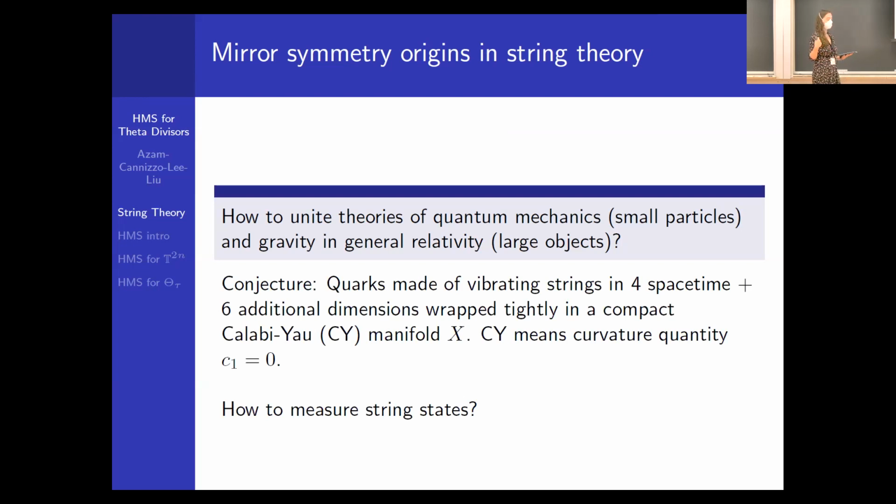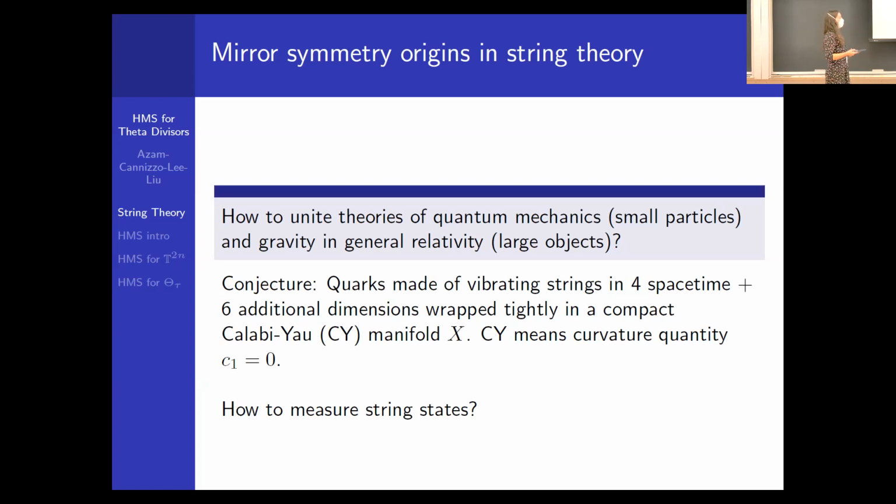The idea is that much, much smaller than quarks, there are these very tiny strings that are vibrating. And we can't see them because they're so small. And they're actually moving in 10 dimensions. So we have 4 for space-time, so the 3-dimensional world plus 1 for time. And the idea is there are these 6 extra dimensions for the theory to work that are in a compact Calabi-Yau manifold. So Calabi-Yau just means that a certain curvature quantity, the first Chern class, is equal to 0.